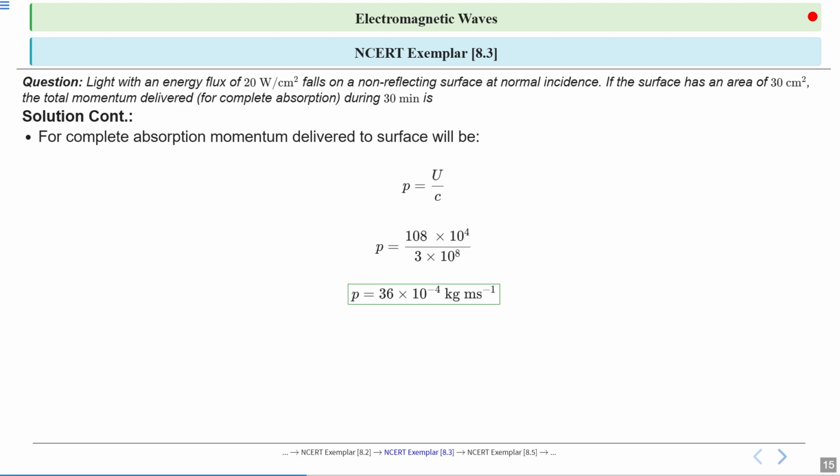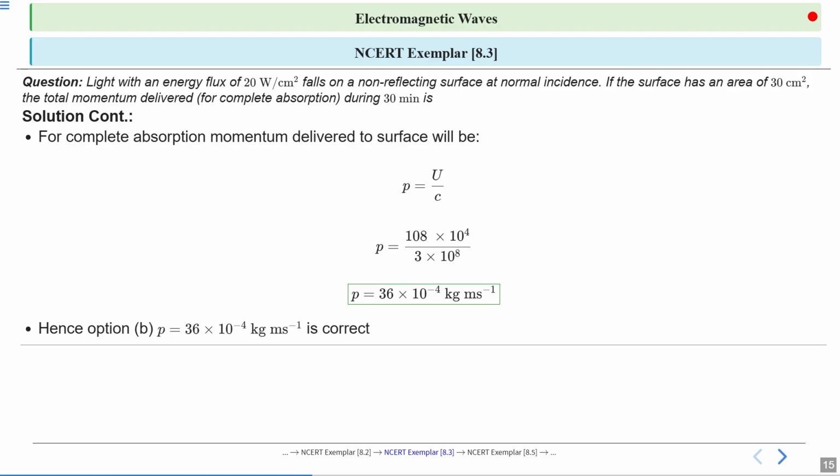For complete absorption, the momentum formula is P equal to U upon C, and for a completely reflecting surface, P is equal to 2U upon C. C is the speed of light and U is energy. Hence option B, P is equal to 36 into 10 to the power minus 4 kg meter per second, is correct. Got it?